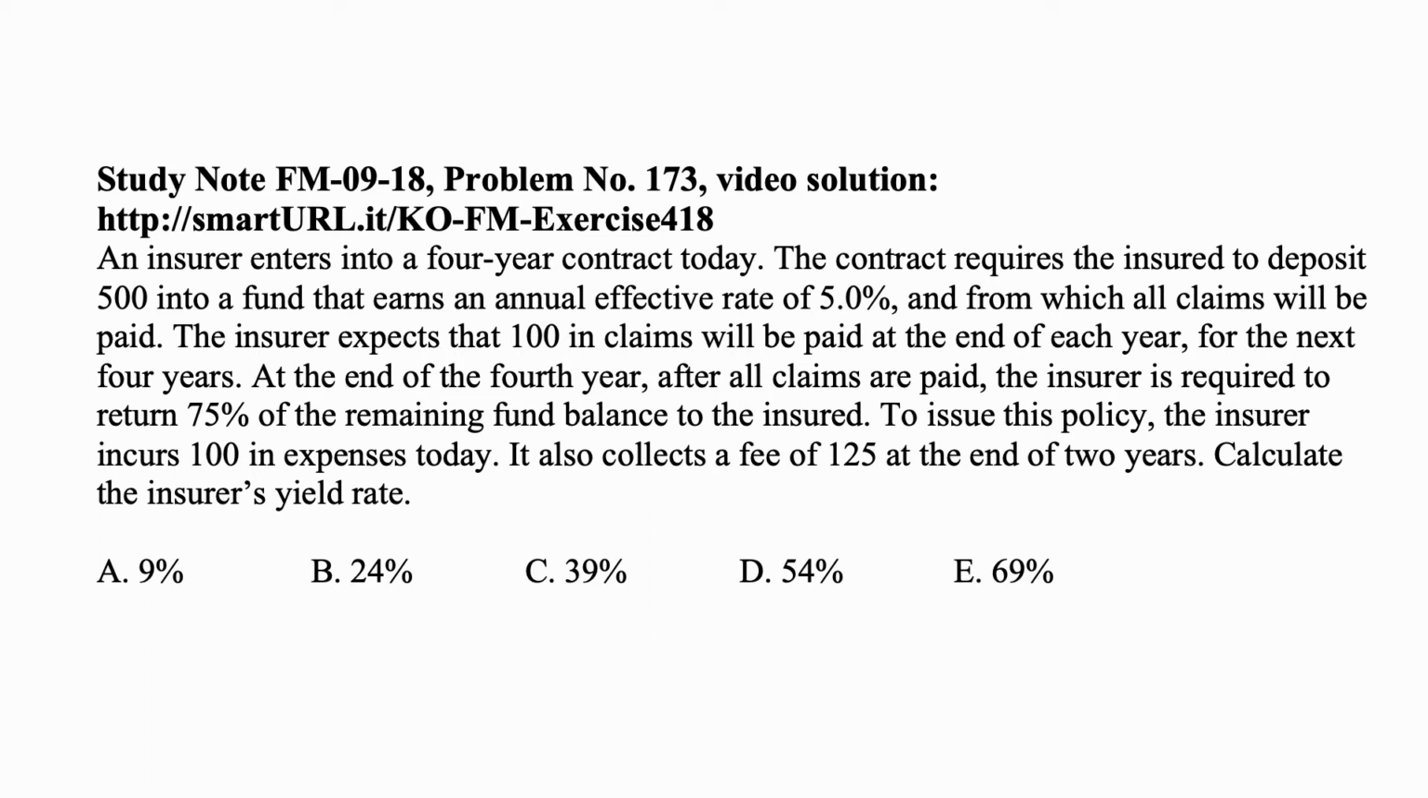To issue this policy, the insurer incurs $100 in expenses today. It also collects a fee of $125 at the end of 2 years. Calculate the insurer's yield rate.